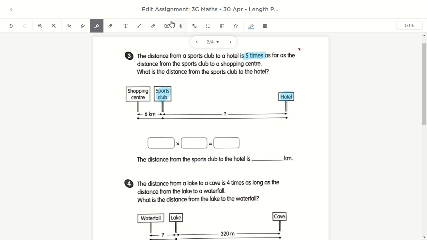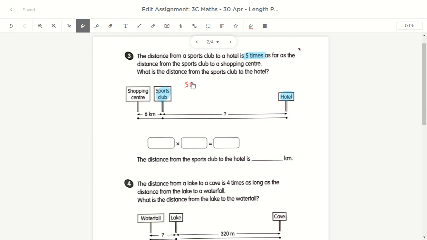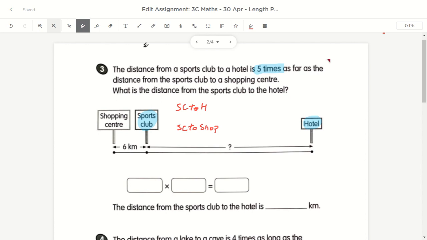Okay, so I have a distance from the sports club to the hotel. So let me write this down. Sports club to hotel. Okay, and then I have sports club to shopping center. Just put shop. Okay, something like that. Let's zoom in so you can see. Okay, so this is the question.